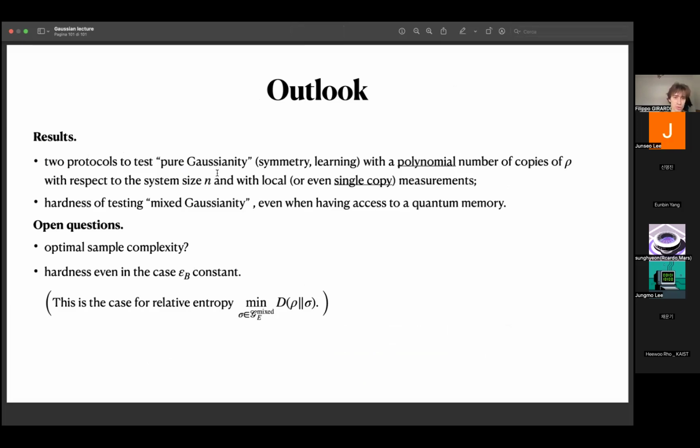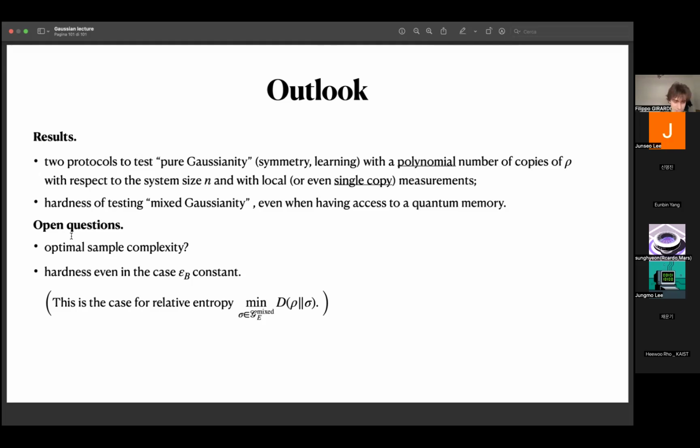So we discussed two protocols to test pure Gaussianity with a polynomial number of copies of rho, one based on symmetry, the other one based on learning. We proved the hardness of testing mixed Gaussianity, even if you have access to a quantum memory.